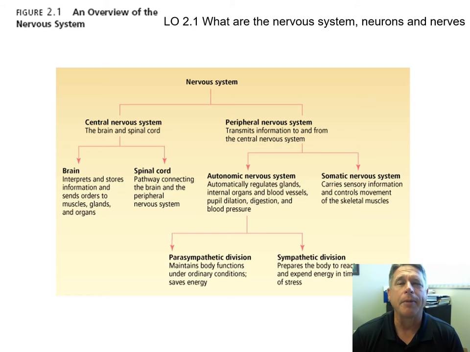What I'm going to talk about in this lecture is mostly the peripheral nervous system, and then I'm going to talk about one facet of the central nervous system, and that is the spinal cord. The material on the brain I'm going to save for another video. So let's go ahead and get started talking about the peripheral nervous system.